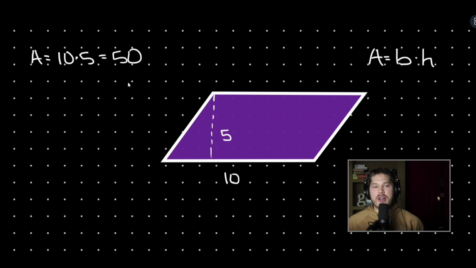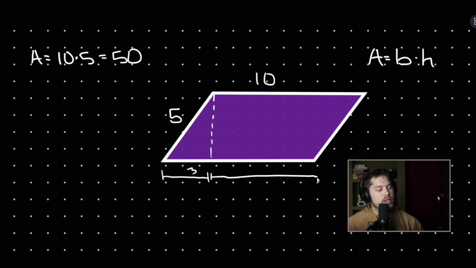However, whenever you're solving area problems, it's not always that simple. Sometimes they might say, hey, our base is 10, this length is 5, and you know what? Here, let's define it more. The full base is 10. However, we know that this portion is 3, and this full portion here is 7. And we want to know the area of our parallelogram.